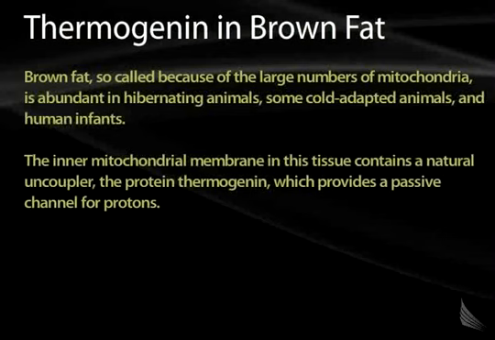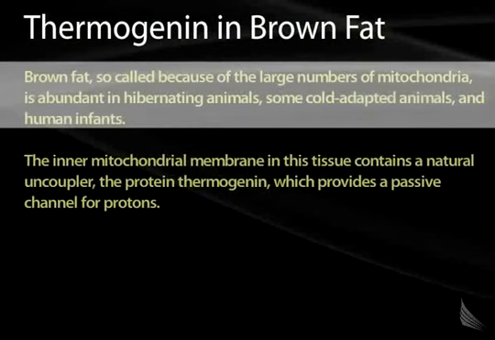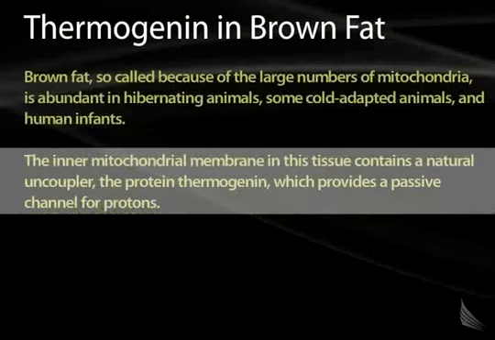This occurs particularly in a type of adipose tissue that we call brown fat. And brown fat is called brown because it has large numbers of mitochondria, which makes it appear brown. And it's very abundant in hibernating animals, some very cold-adapted animals, and also in human infants. The inner mitochondrial membrane in this tissue contains a natural uncoupling protein, called thermogenin, which provides a passive channel for protons.